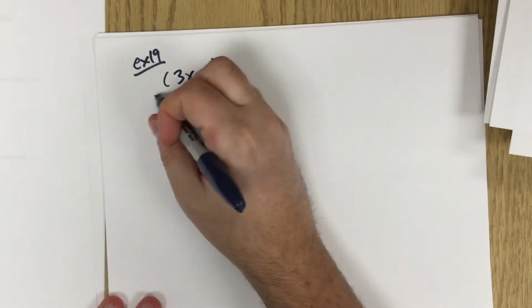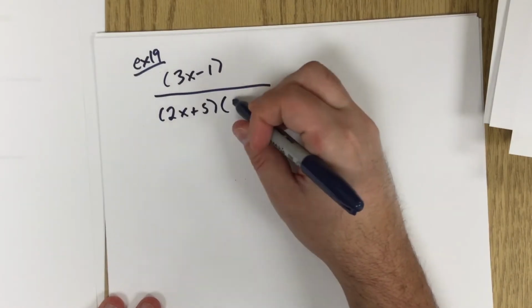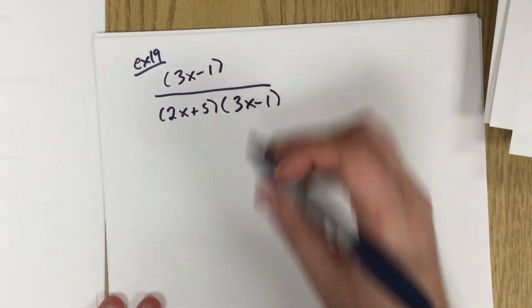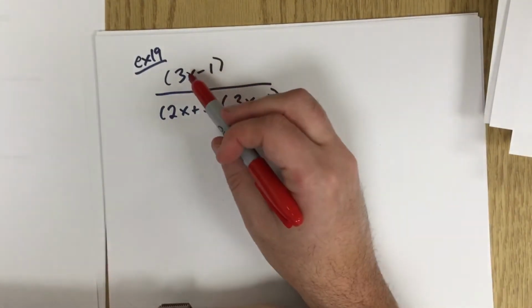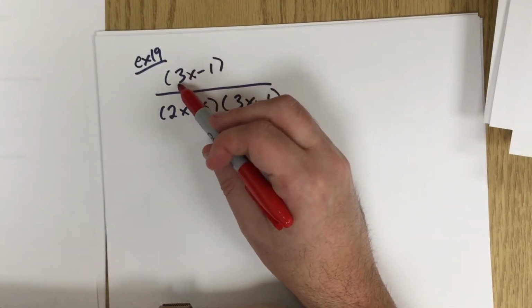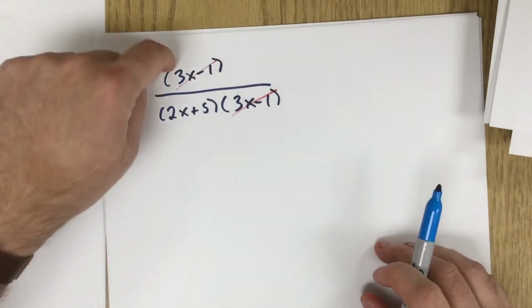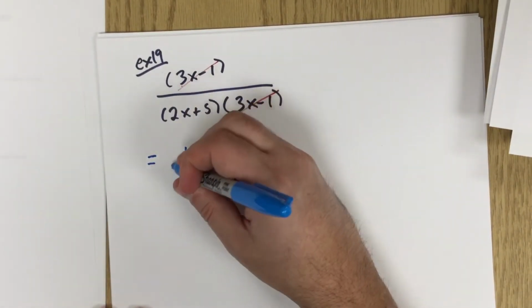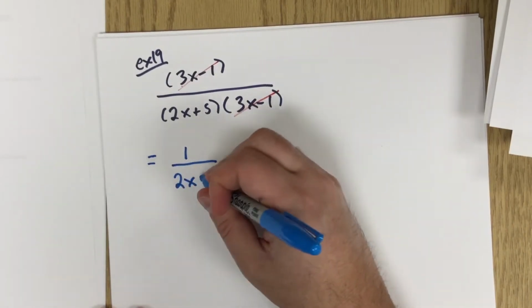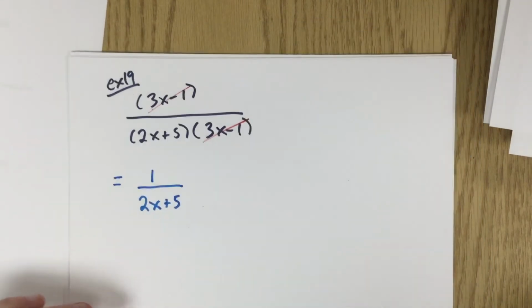Okay, 3x minus 1 over 2x plus 5 times 3x minus 1. There's nothing really tricky about this. People just make a silly mistake sometimes. So what's going to happen here is these guys are going to cross out. And sometimes people take the 2x plus 5 and they teleport it to the top. But that's not the case, of course. What we actually end up with is 1 over 2x plus 5. So this and this are equivalent.